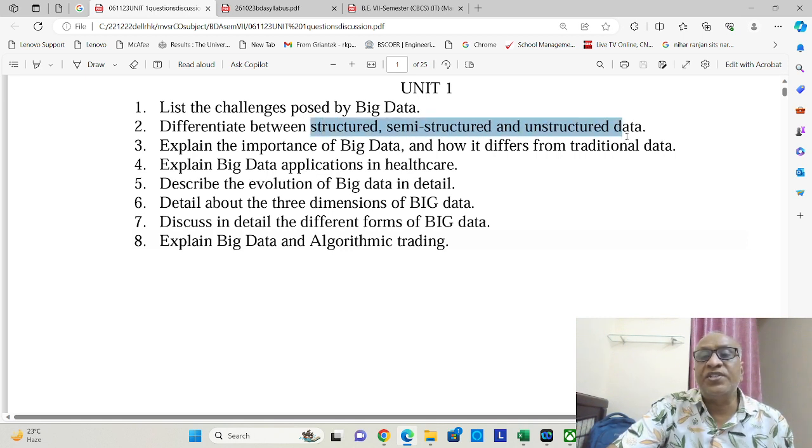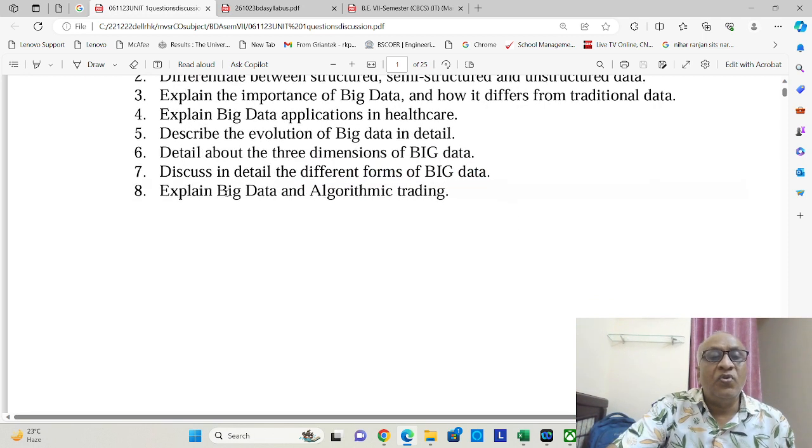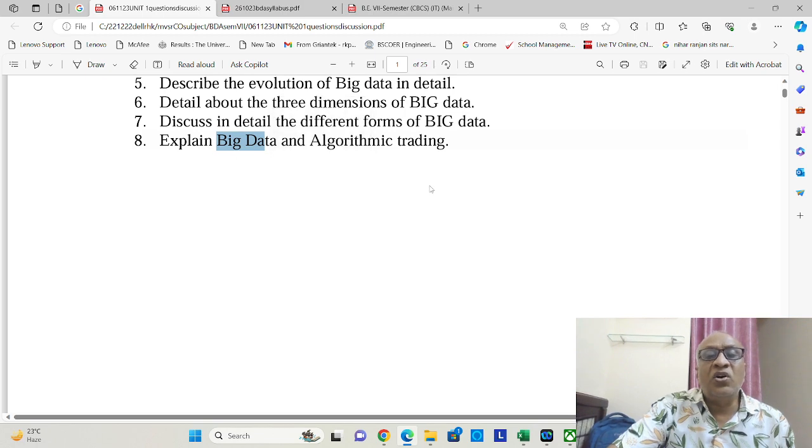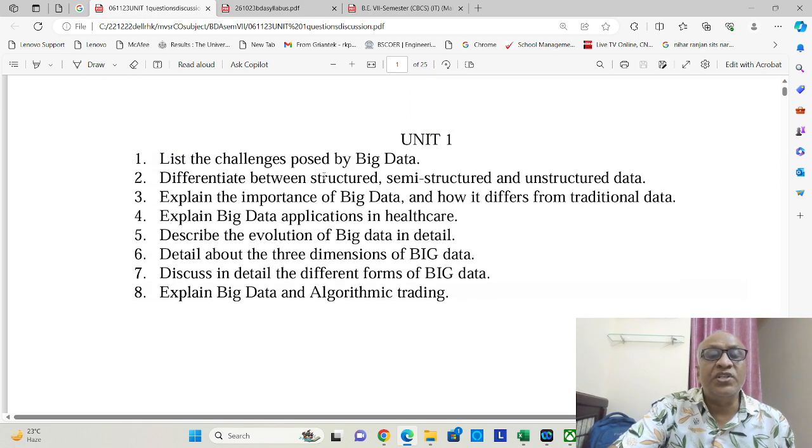Differentiate between structured, semi-structured and unstructured data. Importance of big data. Difference with traditional data. Big data applications in healthcare. Evolution of big data. What are the three dimensions of big data? What are the different forms of big data? Big data in the context of algorithmic trading. So these are few of the frequently asked questions in the semester end examination.